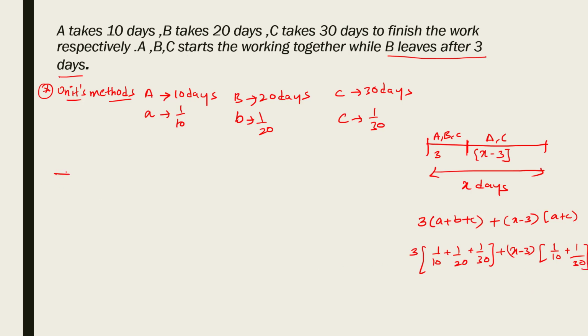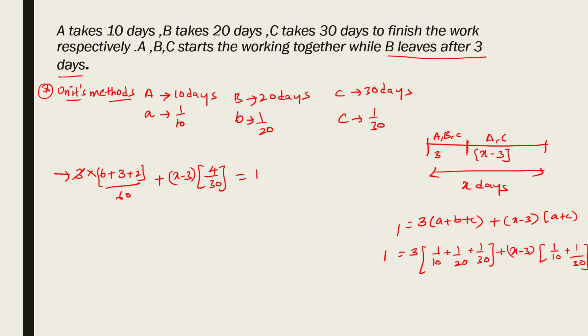To solve this, you have to take the LCM of 10, 20, 30, which will be 60. So it will be 3 into (6 plus 3 plus 2) by 60, plus (X minus 3) into (1 by 10 plus 1 by 30). The LCM of 10 and 30 is 30, so it will be 4 by 30, which is equal to 1 complete part, because we are assuming the total work as one unit. So we are assuming it is equal to 1.